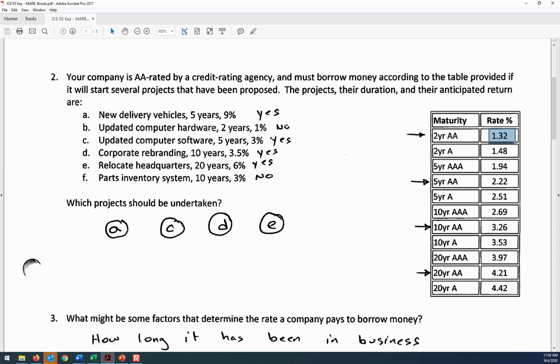It's a no. Project F is also a no. Project F, it's a 10-year project. It will return 3% but would cost 3.26%. Okay, any questions about that first part?